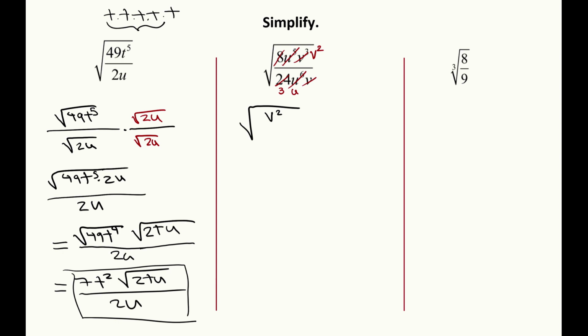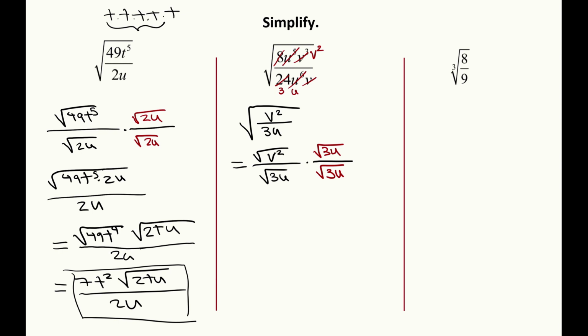And notice that downstairs, all that's left is 3u. So now if we break it up, see how much simpler that is? We end up with the square root of v squared over the square root of 3u, which we will go ahead and rationalize now by just multiplying by the square root of 3u, and make sure you do the same on the top.